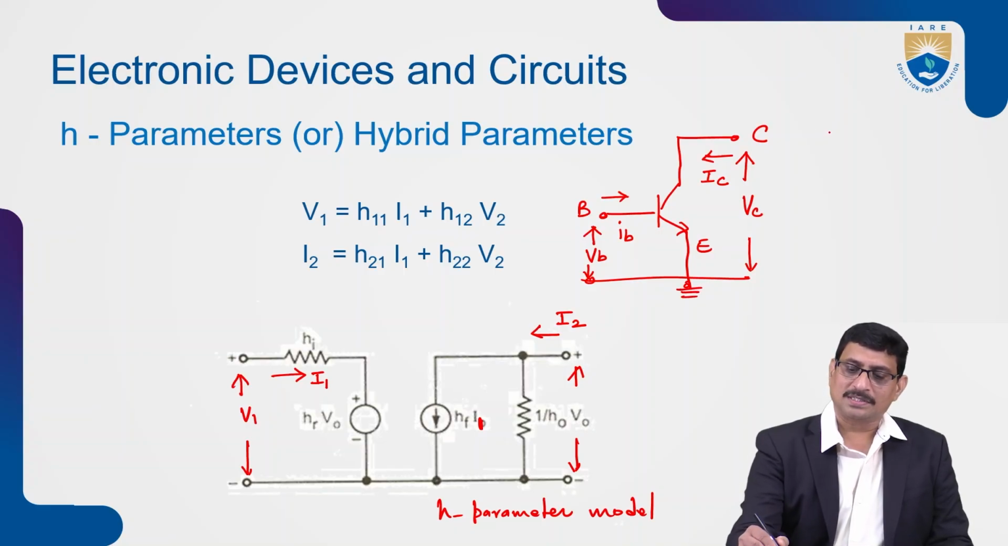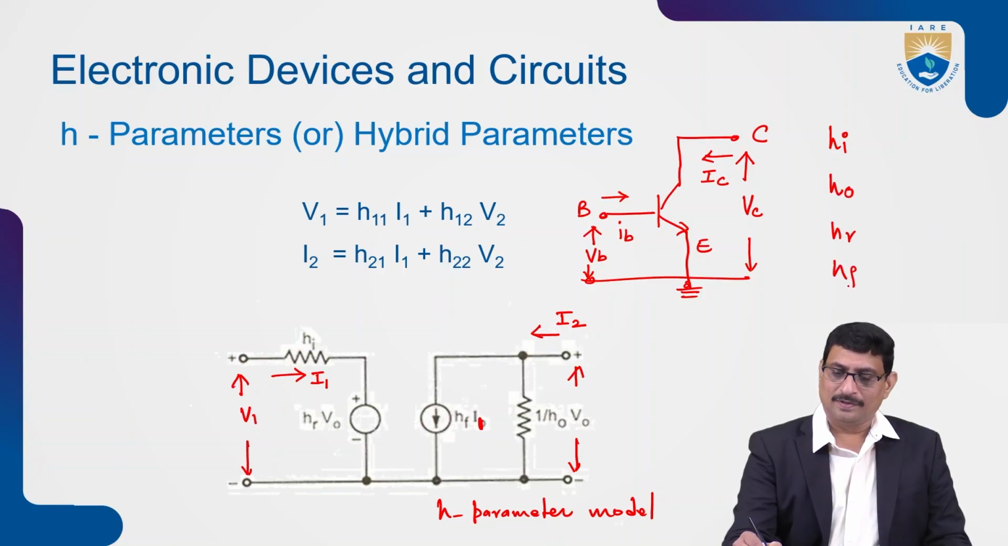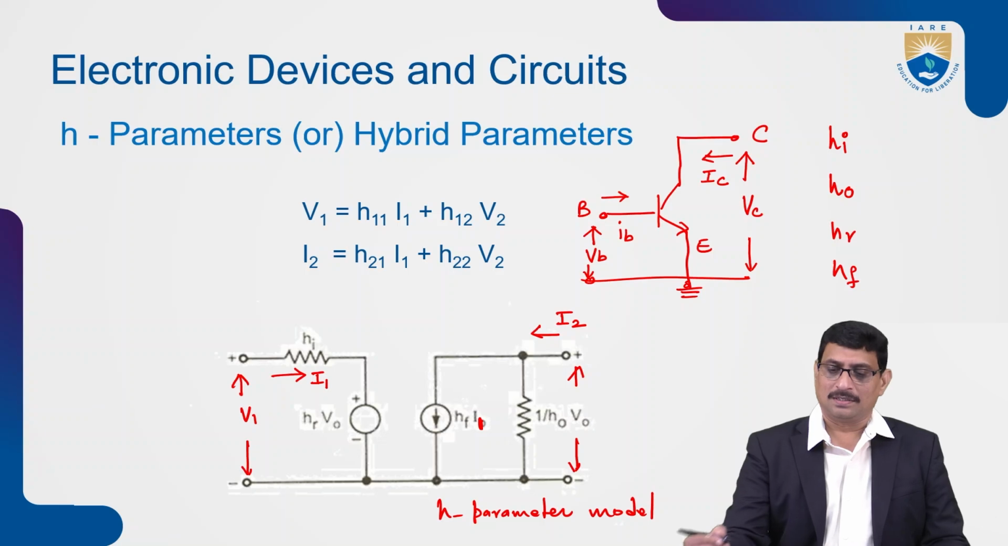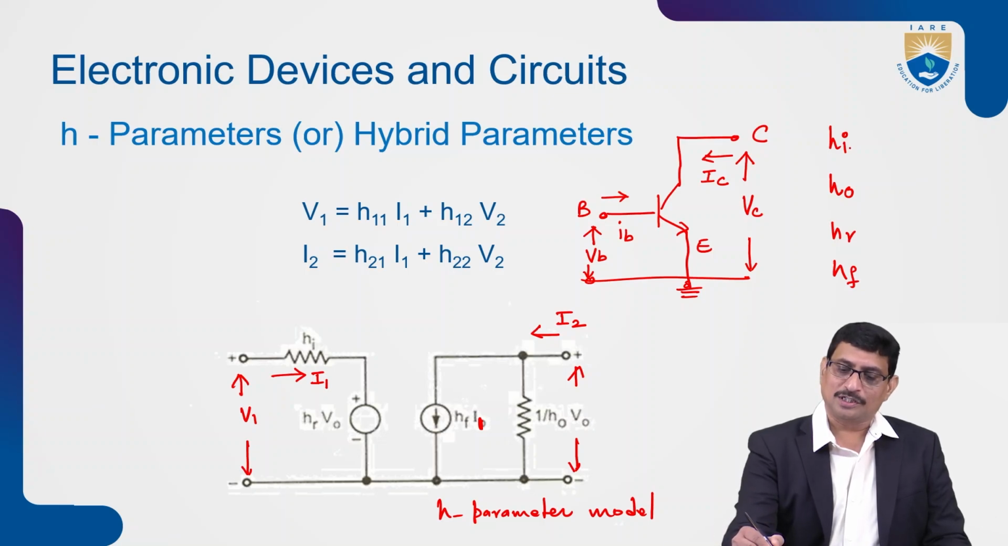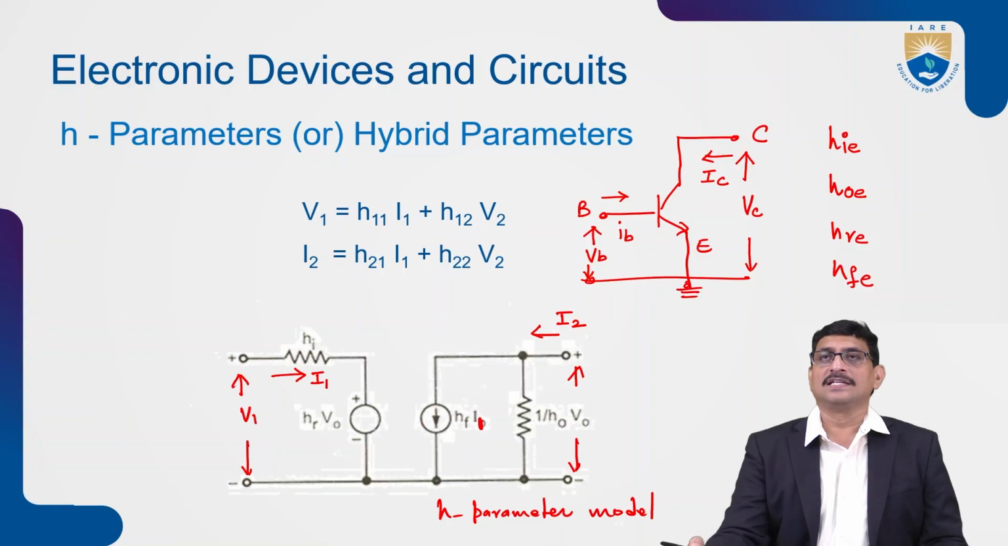General H parameters are HI, HO, HR and HF. These are for a general two-port network. What are the H parameters? If it is a common emitter configuration, we will write these H parameters specific to the common emitter configuration by adding one more letter, E, in the suffix. Therefore, HIE, HOE, HRE, HFE become the H parameters of common emitter configuration.